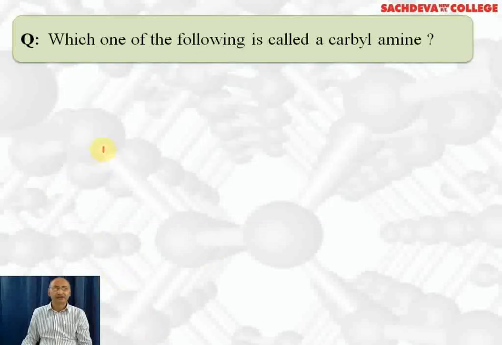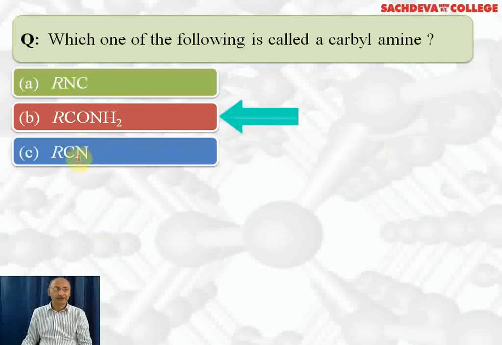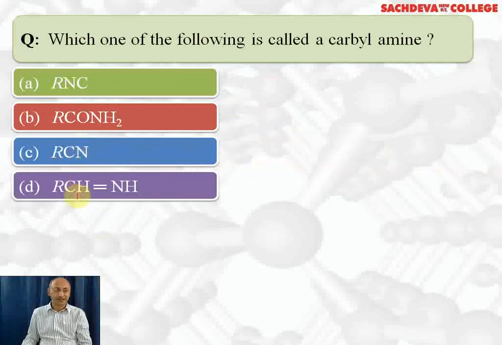Which of the following is called carbylamine? RNC, RCONH2, RCN, RCH=NH. The correct answer is A part. It is called carbylamine or isocyanide. These are called amides. These are cyanides. These are called amines. A part is the correct answer.